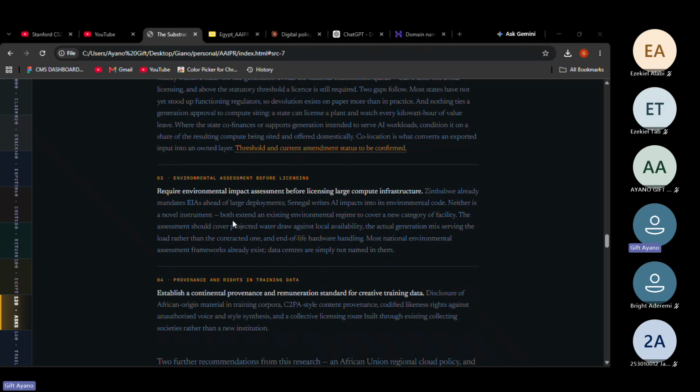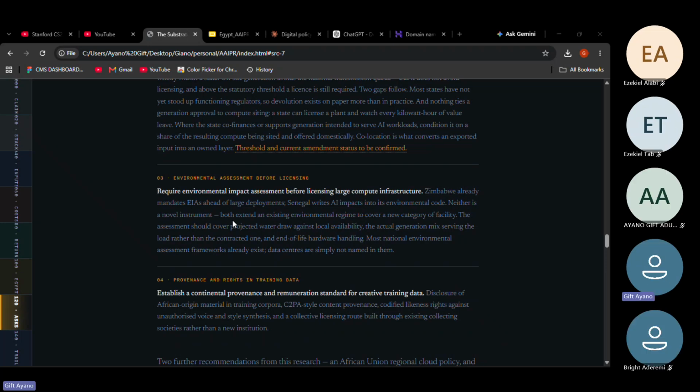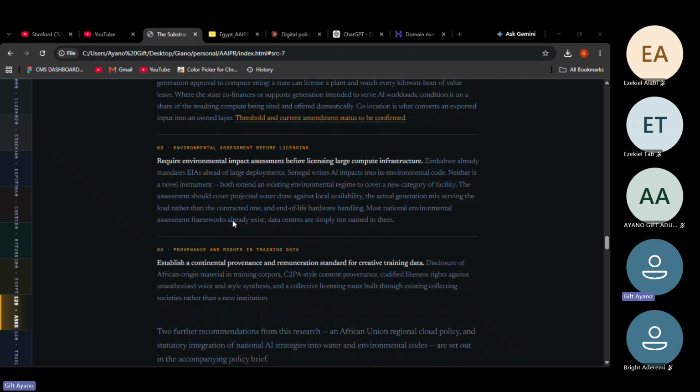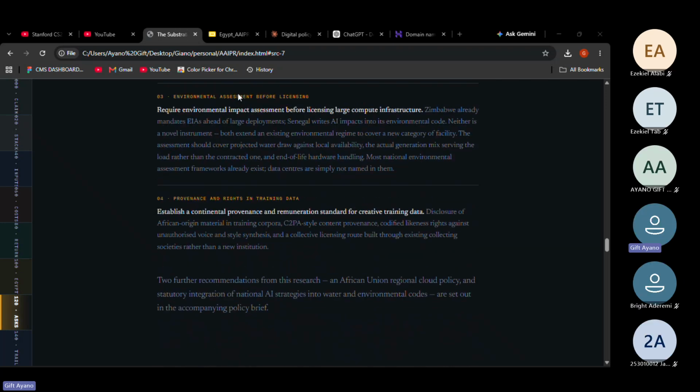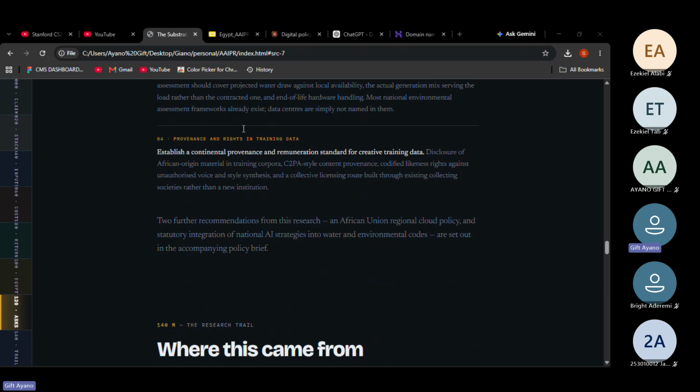I talked about it, that most of the AI strategy lacks this environmental assessment support, and that's the one thing we should look into before you license the data center. Assess it environmentally, and also the provenance and rights in training data. Basically, all of our data that is going to be used to train other AI models should have this C2P.